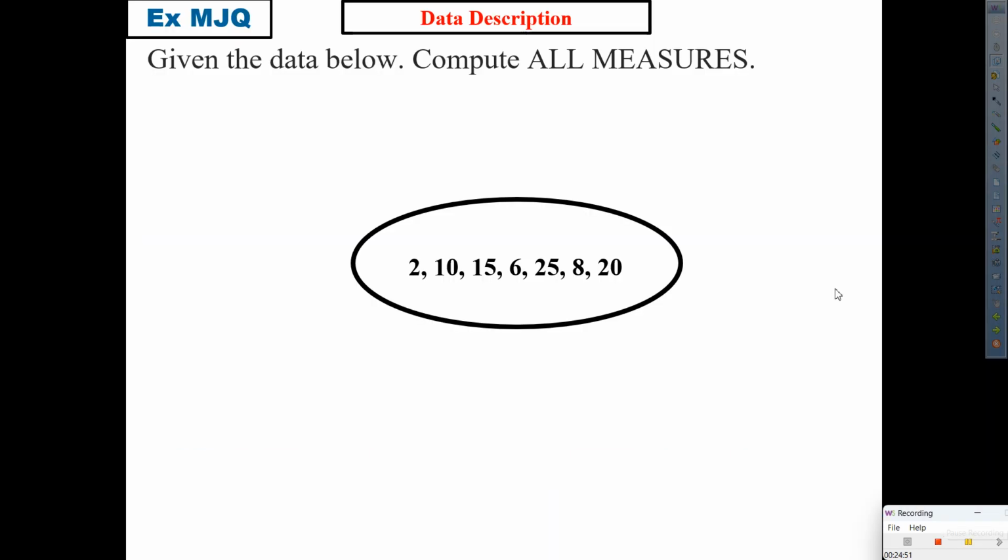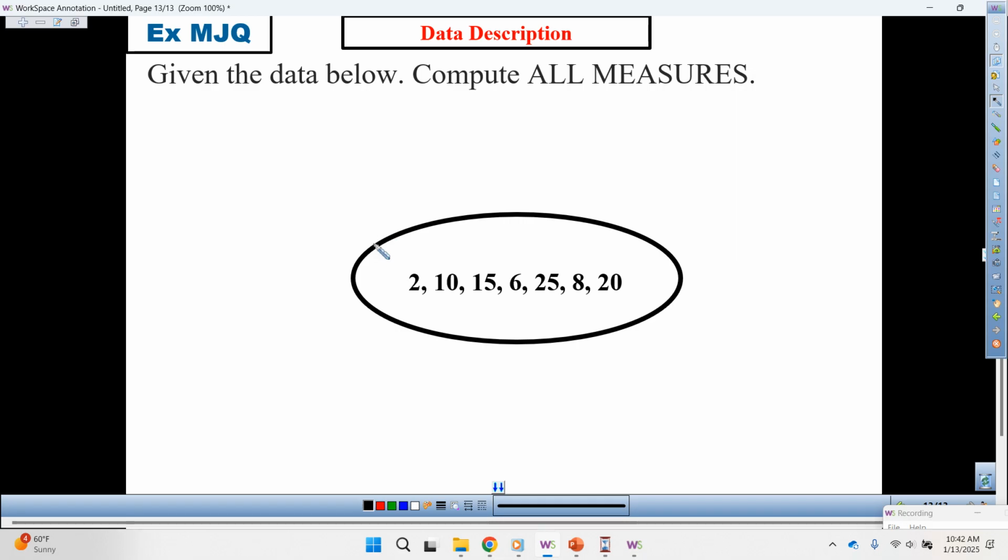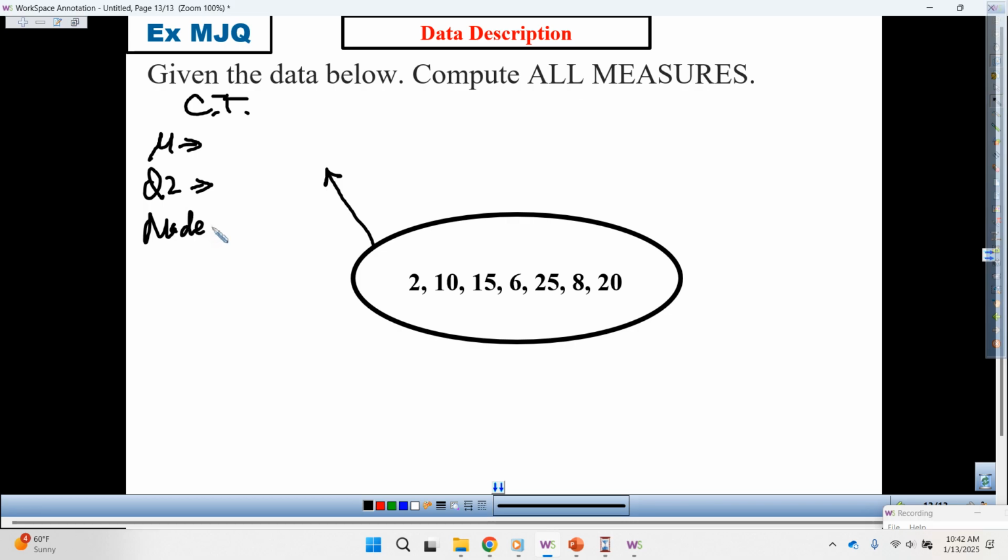So, which brings us to the last portion. So we're done with quartiles, interquartile range, and checking for outliers. Now we're going to put it all together. Y'all ready? Here it goes. Given the data below, compute all measures. So, what is the first set of measures, everyone? Central tendency, and they are mean, median, and mode. Do we know how to do that?